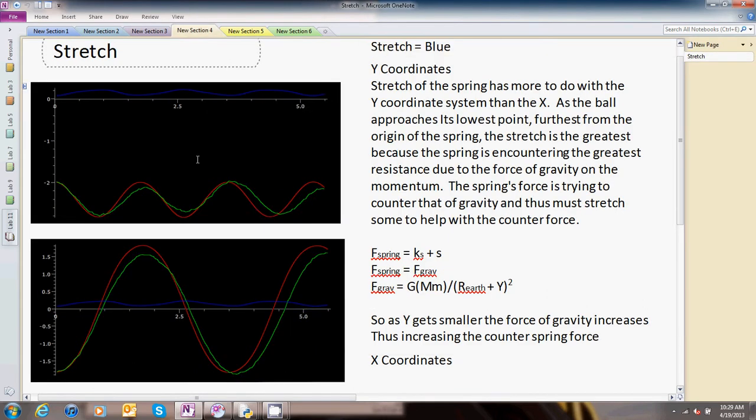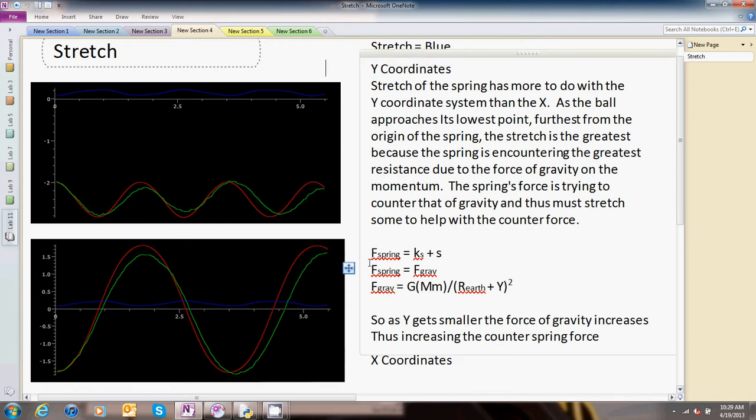The stretch is in blue. For the y-coordinates, the stretch of the spring has more to do with the y-coordinate than the x. As the ball approaches its lowest point, furthest from the origin of the spring, the stretch is the greatest because the spring is encountering the greatest resistance due to the force of gravity on the mass. The spring's force is trying to counter that of gravity, and thus must stretch some to help with the counter force.